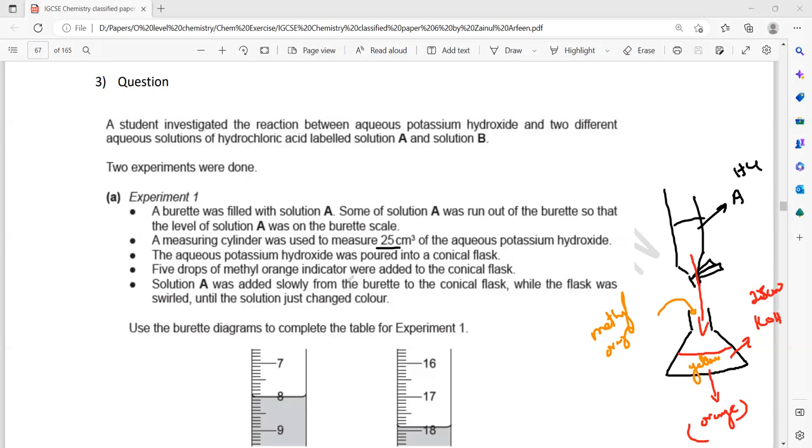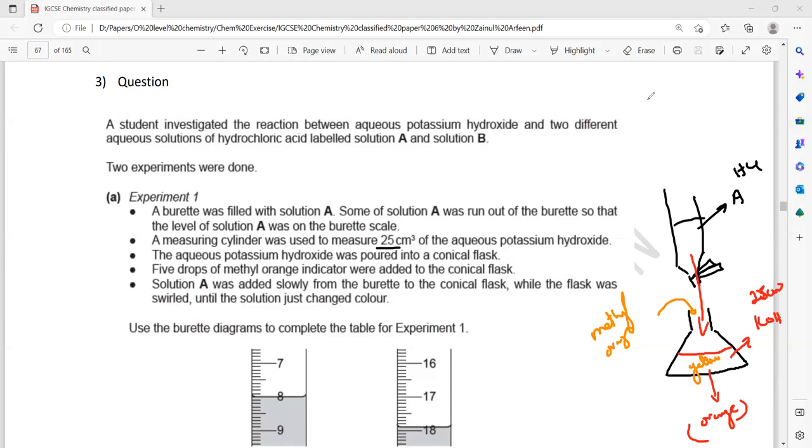Solution A was added slowly from the burette into the conical flask while the flask was swirled. That is the main purpose of using a conical flask. Why did we not use a beaker here at the bottom? Why do we use a conical flask? We had to swirl it. Yes, we have to swirl the mixture.